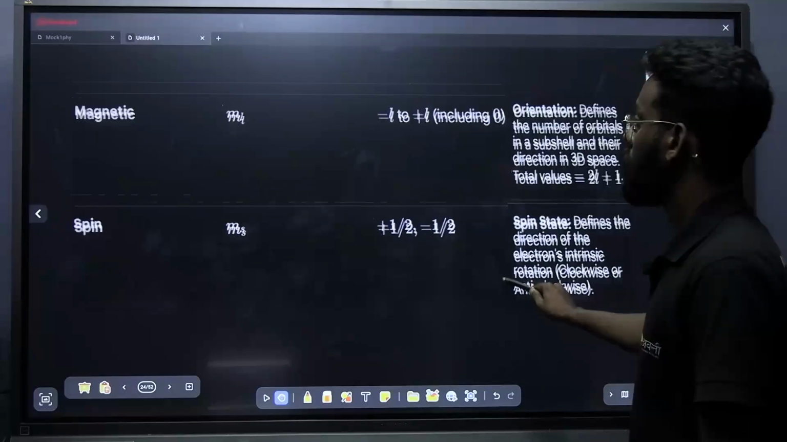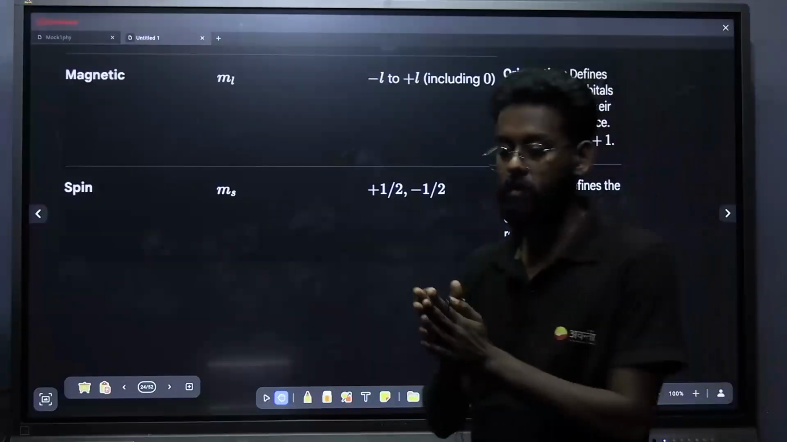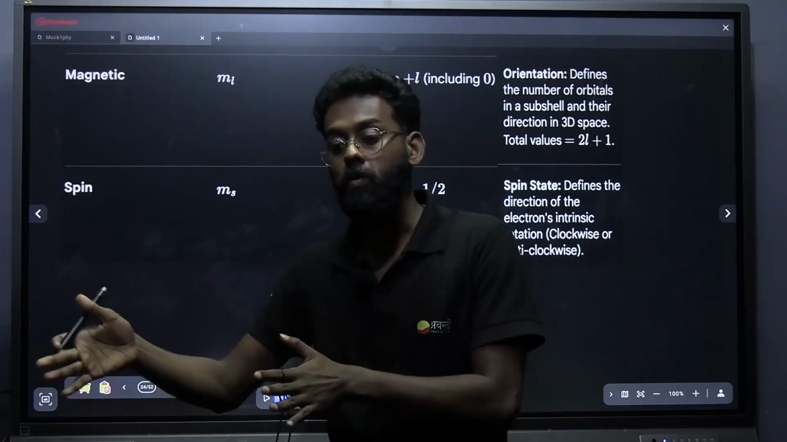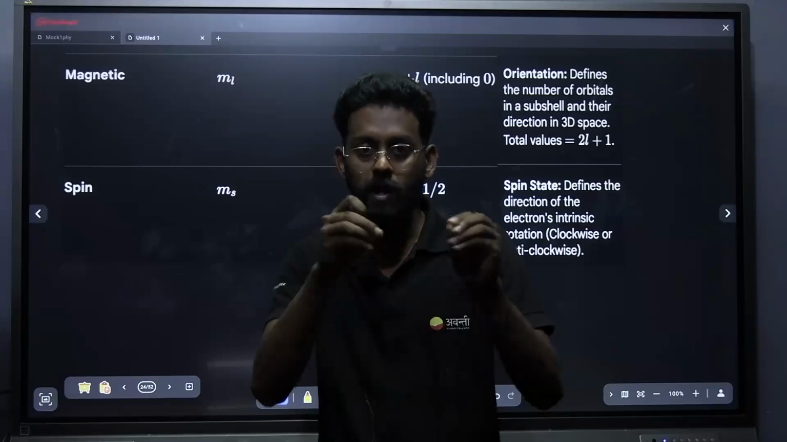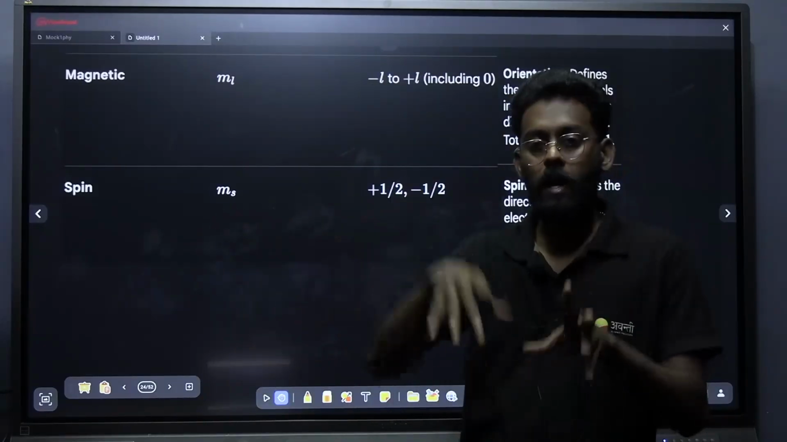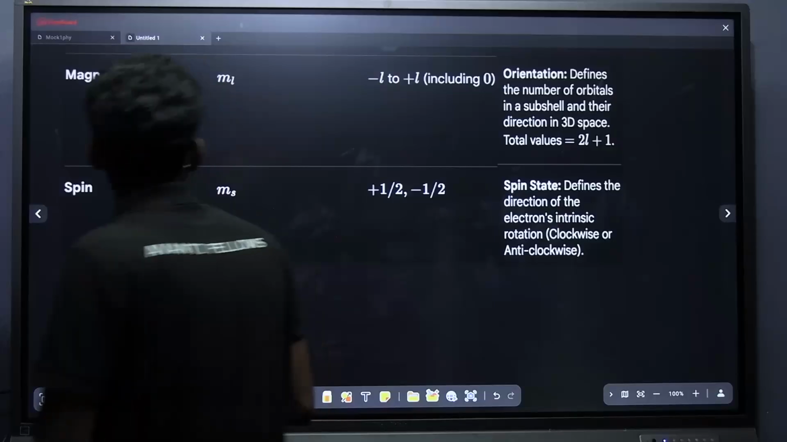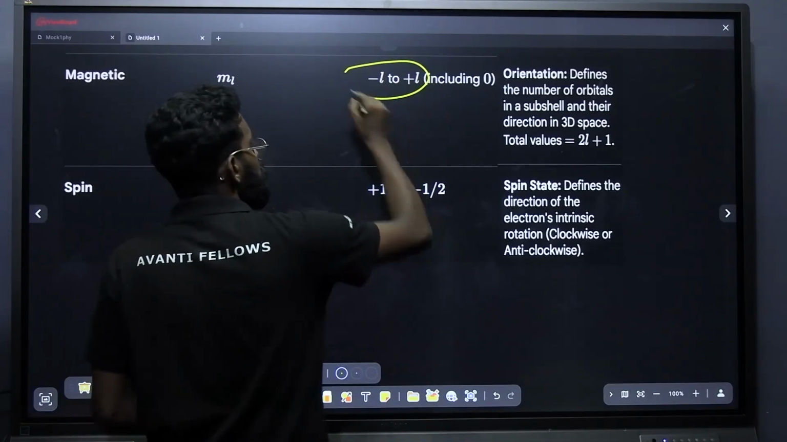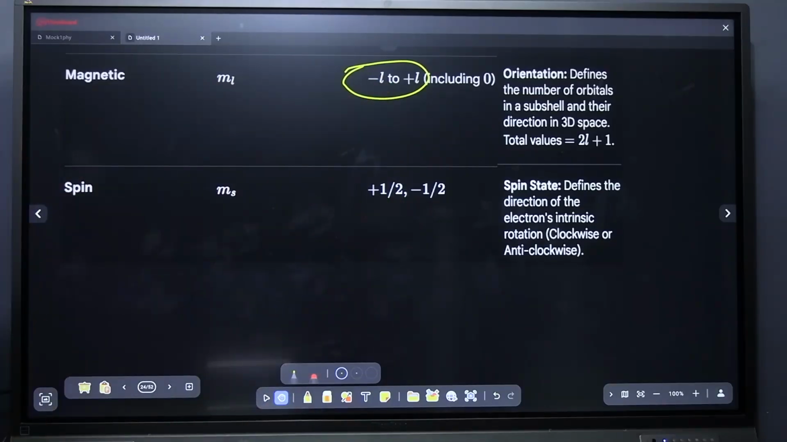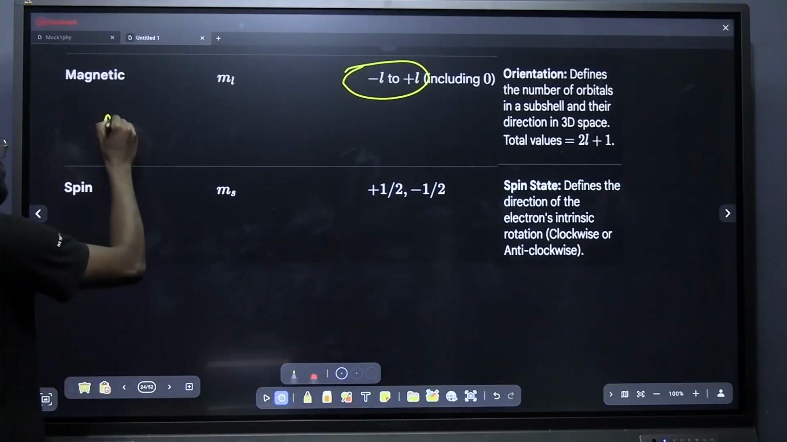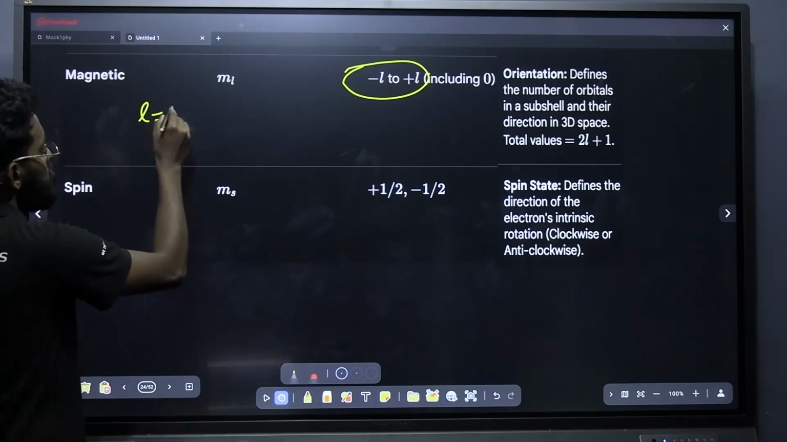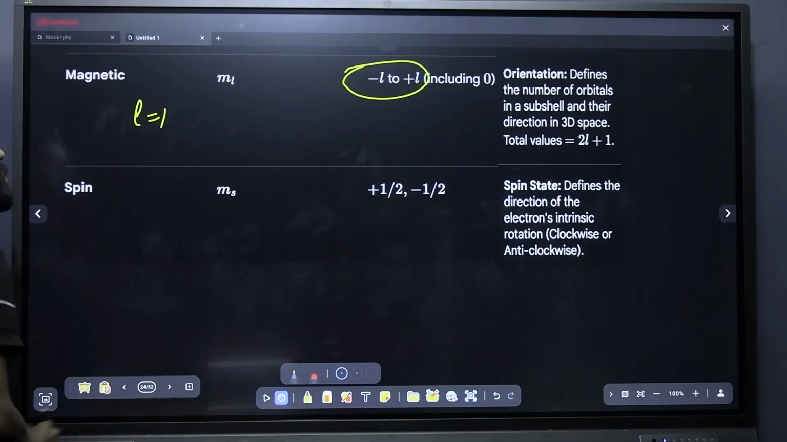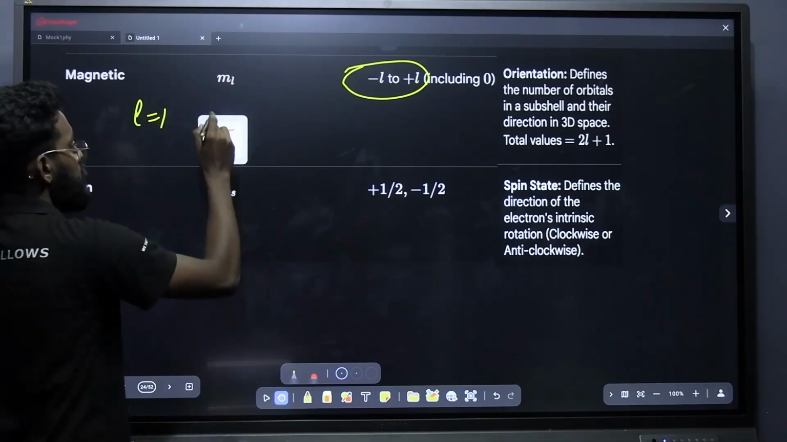Now, magnetic quantum number. We have studied the subshell, which is the azimuthal quantum number, and this subshell is also divided into a few orbitals. Like every state is divided into different districts, our subshell is also divided into orbitals. How can we find out the orbitals? Minus l to plus l gives the orbital values. If I have l equal to 1, how many magnetic quantum numbers are there?